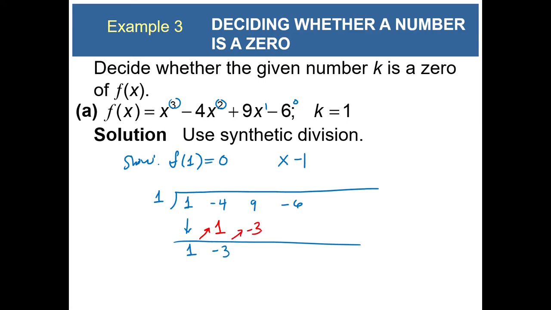Then we'll add 9 minus 3. 9 minus 3 is 6. And then we'll multiply again. 1 times 6 is 6. And then we'll add, and we get 0.